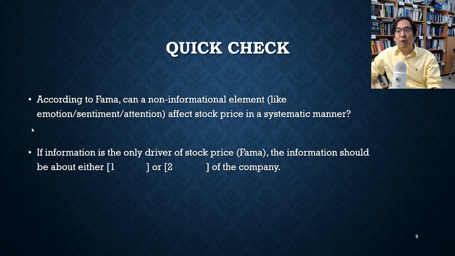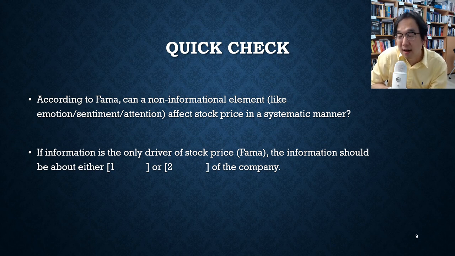So here's a quick check. According to Fama, can non-informational elements such as emotion, sentiment, or attention affect the stock price in a systematic manner? And the answer is no. Only information about the cash flow and risk will drive the price. Attention, emotion, sentiment, they will say, is nonsense. Okay, it does not affect the price, at least in a systematic manner. It's going to be just random noise. Well, random noise means it will cancel out if you take the average. So that's Eugene Fama and the rational camp's argument.